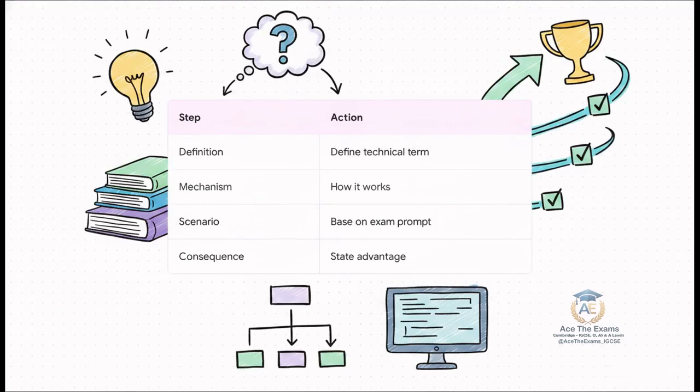So the million-dollar question is, how do you structure a safe, high-scoring written answer? Just use this strict 4-step template. Always start with the definition of the technical term. Next, outline the mechanism, like how does it actually work inside the computer?